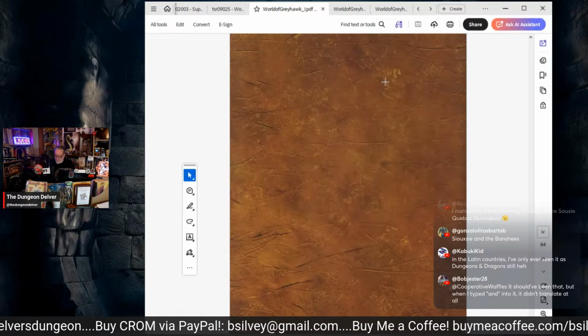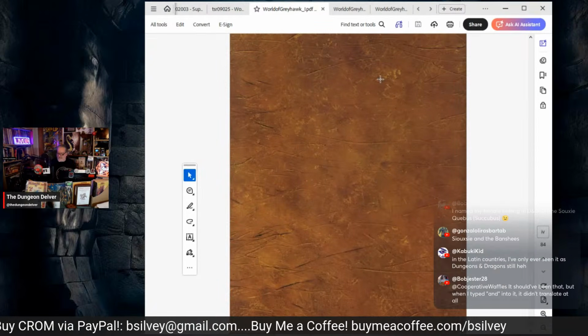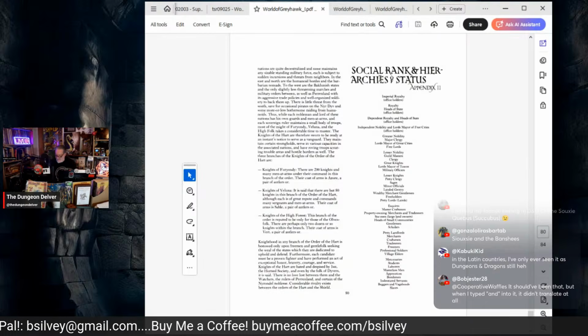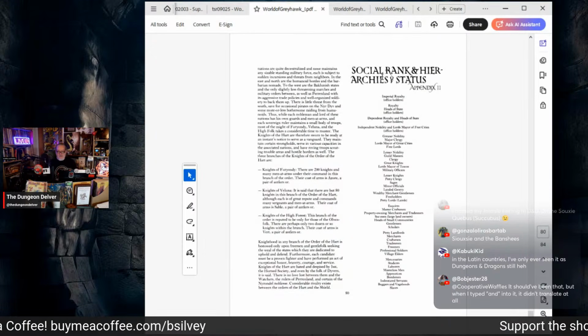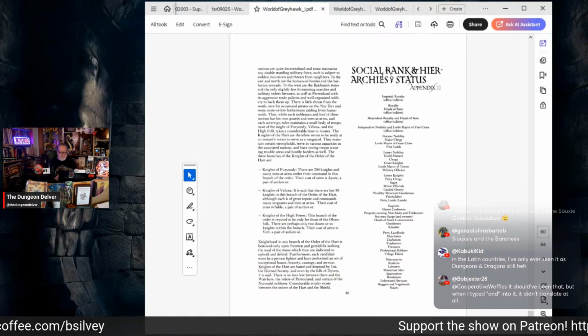I could be wrong. So that's the first book, and that clocks in at 80 pages. You're taking this out of the box back in 83. This is pretty impressive.